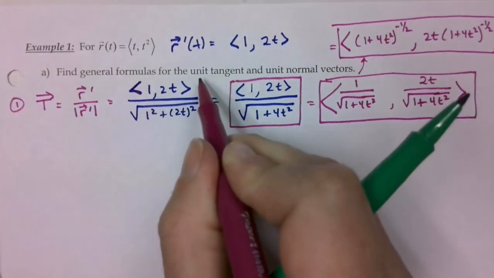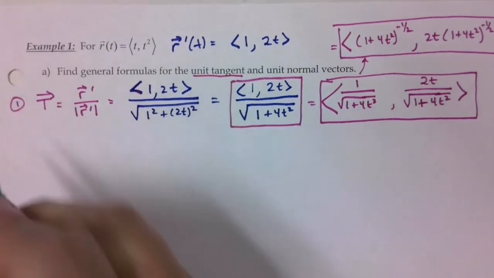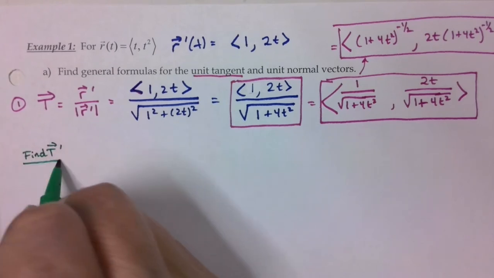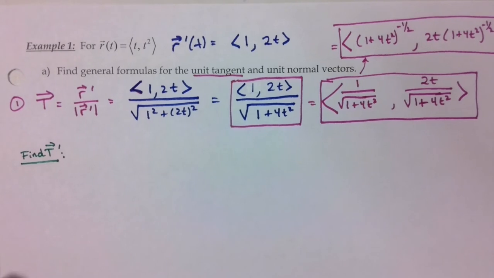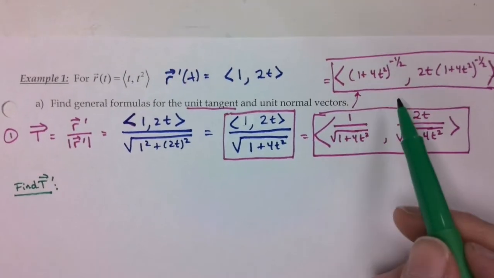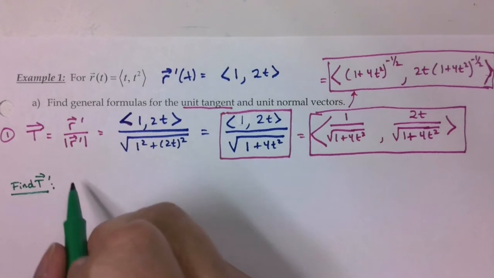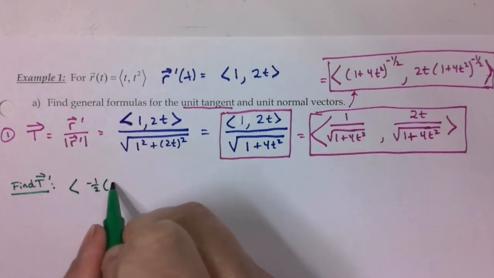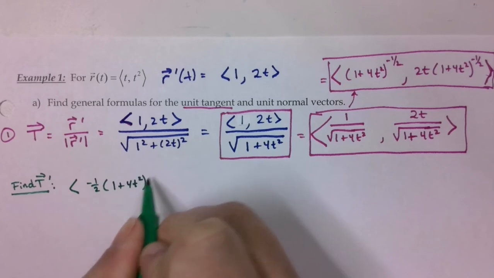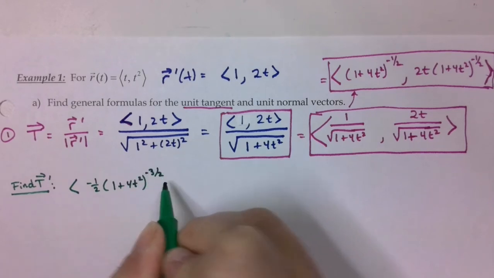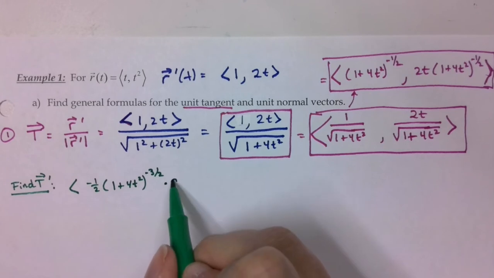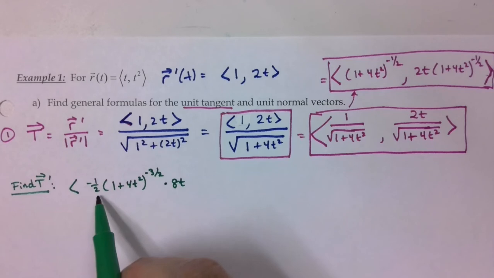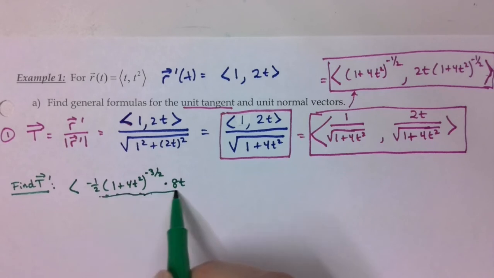All right, so we found the unit tangent vector, no problem. Now I need to find T prime. Okay, so I need the derivative of this part up here. So that would be, bring the negative 1/2 down. So negative 1/2, 1 plus 4t squared to the negative 3/2, times the derivative of the inner part, which is 8t, because of chain rule, right? So I'm using chain rule right there.